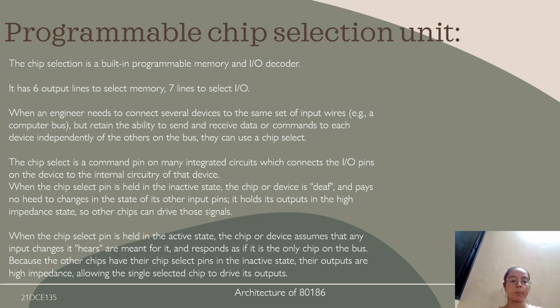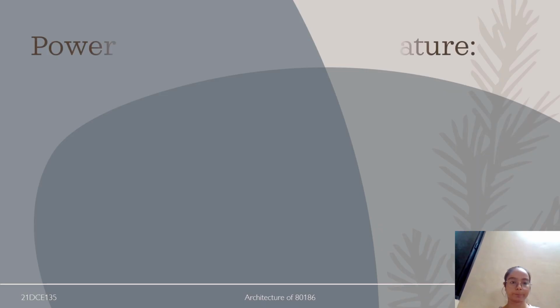When a chip select pin is held in the inactive state, the chip or device ignores changes on its input pins and pays no need to change its state. It holds its output in a high impedance state so that other chips can drive those signals. When the chip select pin is held in the active state, the chip or device assumes that any input changes it hears are meant for it and responds. It is the only chip driving the bus because the other chips have their chip select pins in the inactive state, their outputs are high impedance, allowing the selected chip to drive its output.